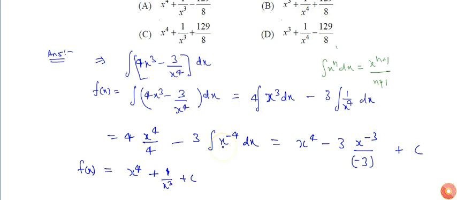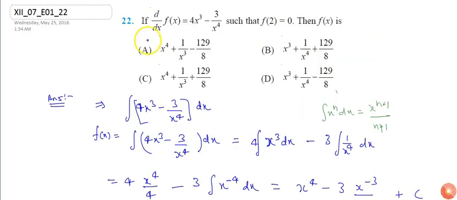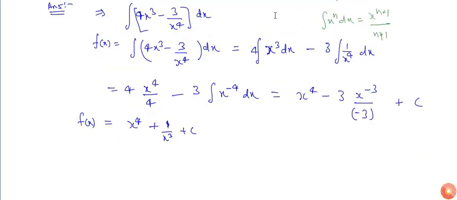Now c is the unknown quantity. It is also given that f(2) is 0. So I can find the value of c, the integration constant, by putting x equal to 2 and f(x) equal to 0.